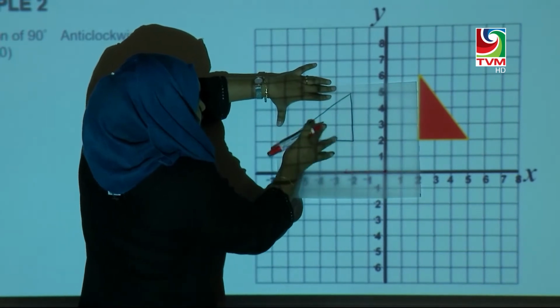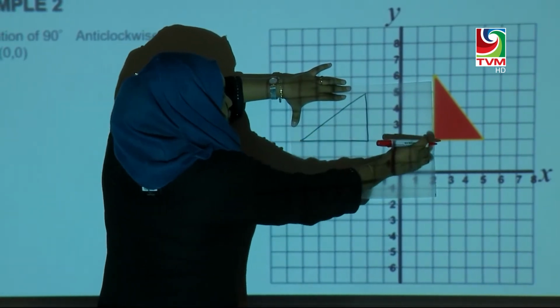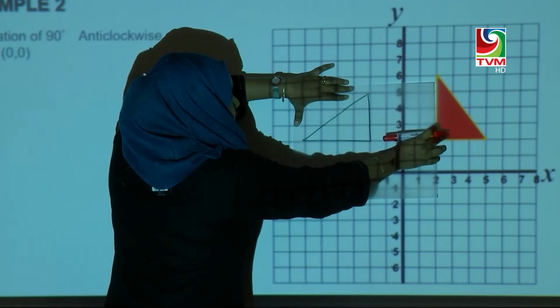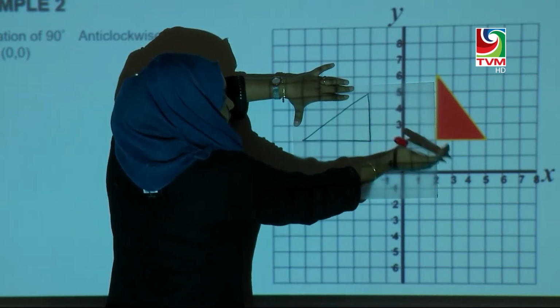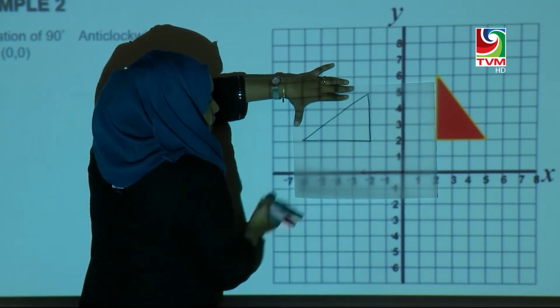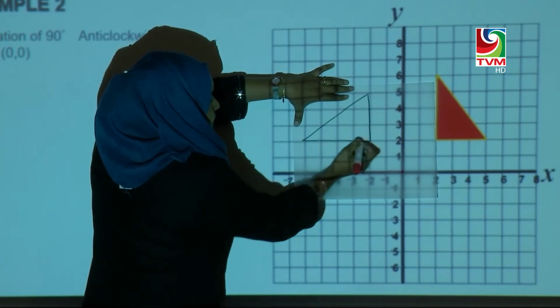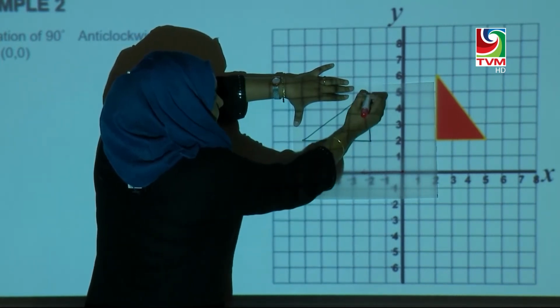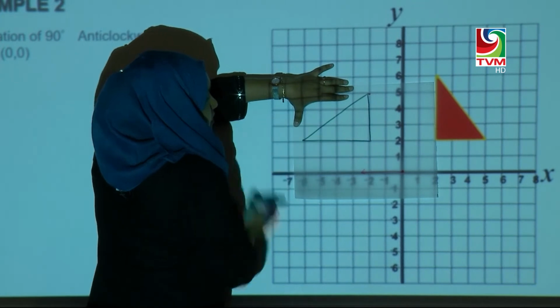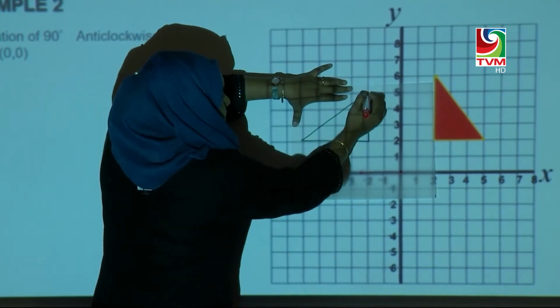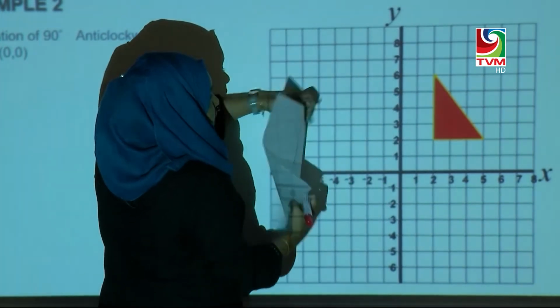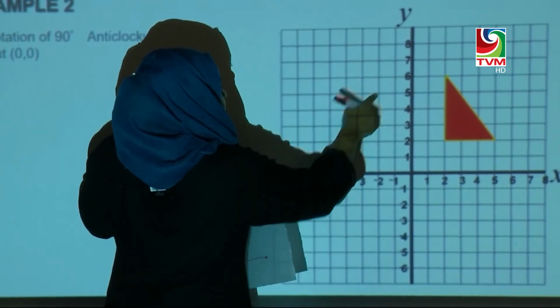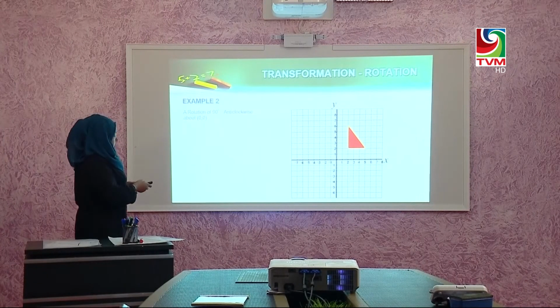Now this is where the image goes when you rotate the triangle over here. Now to draw the image, what you are going to do is step each corner and then remove your tracing paper and draw the shape. Okay, let's see what I have done here.